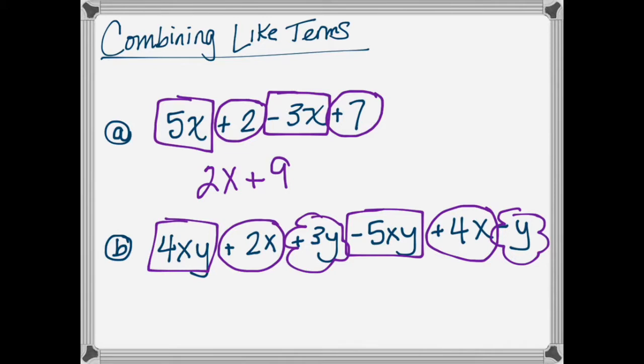4xy minus 5xy. Again, we're just looking at the coefficients, those numbers that are in front. 4 minus 5 is negative 1, and then I bring my xy down with it. I have a positive 2x and a positive 4x, which is going to give me a positive 6x. And I have a positive 3y and a negative y. So this is really negative 1y. So 3 minus 1 gives me a positive 2y.